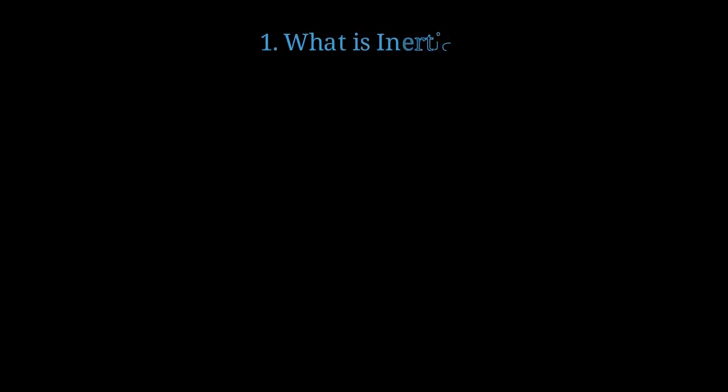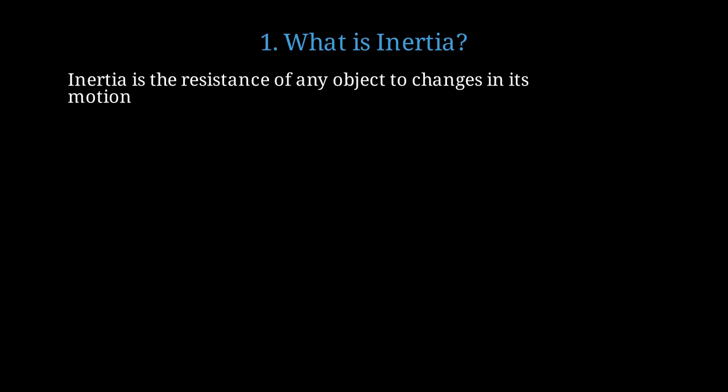Let's start with the basics. What exactly is inertia? Inertia is the property that makes objects resist changes in their state of motion. Push a box with force F, and it accelerates, but it doesn't want to. Something inside resists. Newton's second law: force equals mass times acceleration.